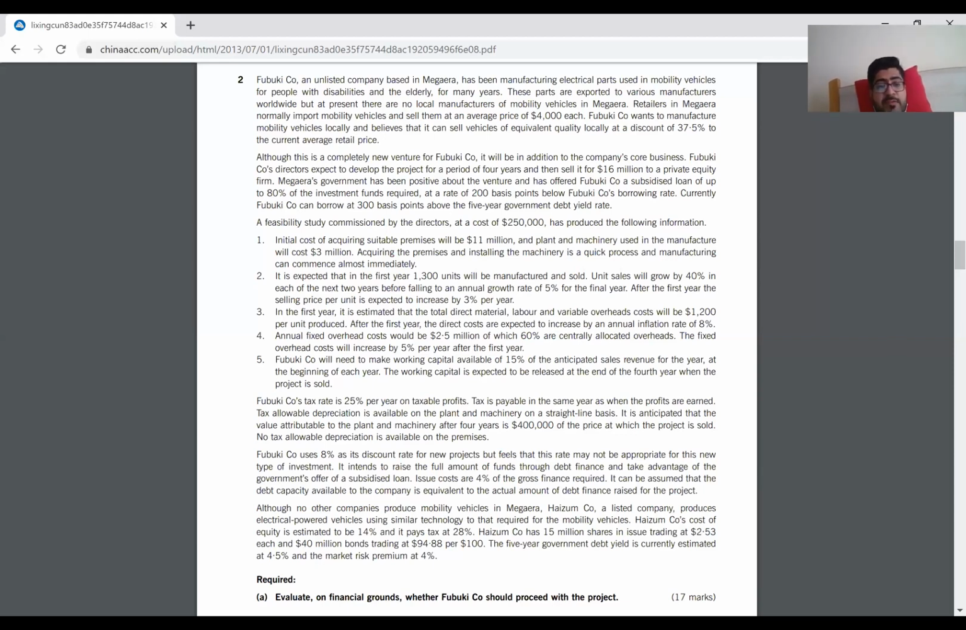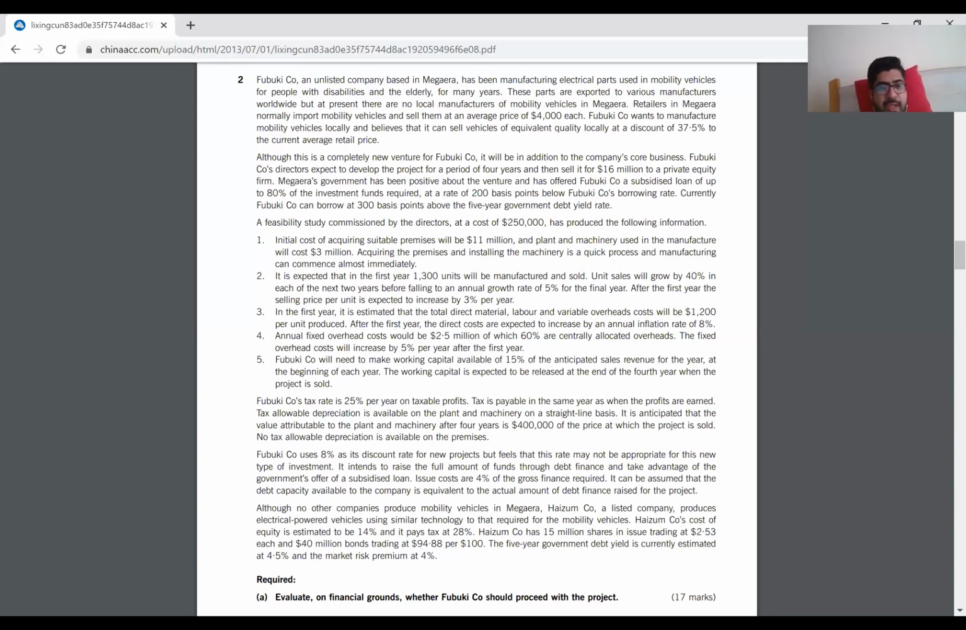It is anticipated that the value attributable to plant and machinery after 4 years is 400,000 of the price at which the project is sold. So the project will be sold for 16 million, and the value attributable to plant and machinery is 400,000 of that price. No tax allowable depreciation is available on premises.